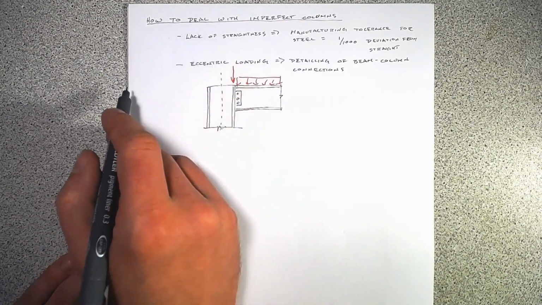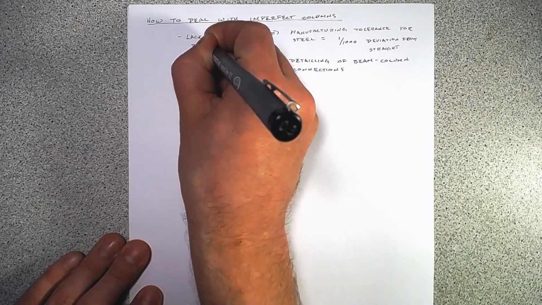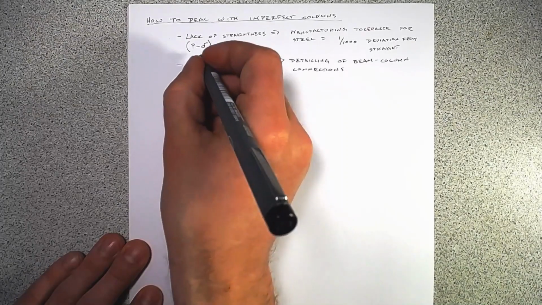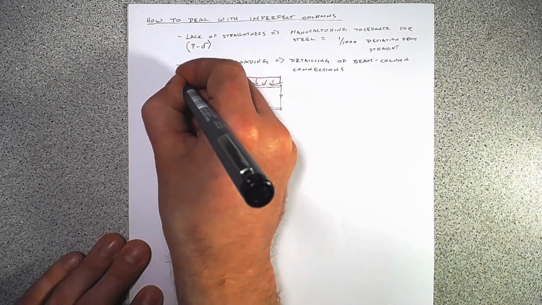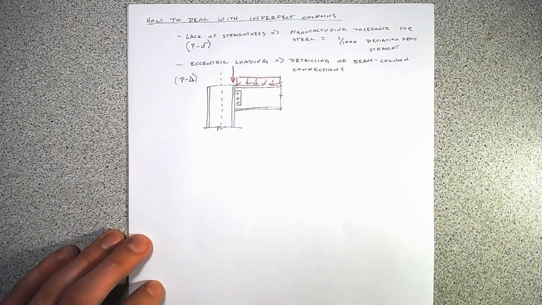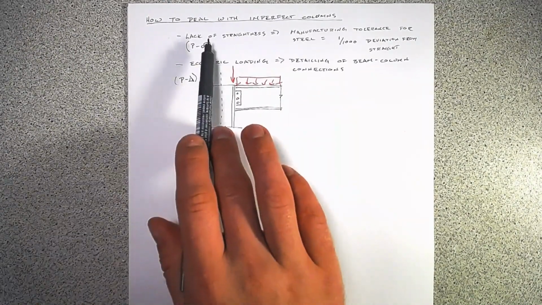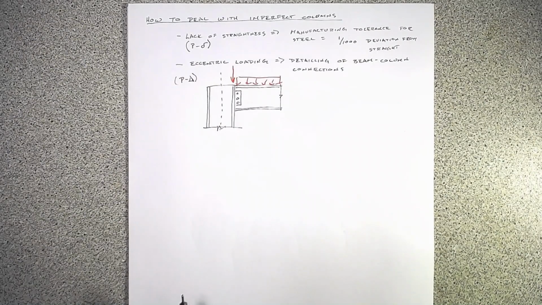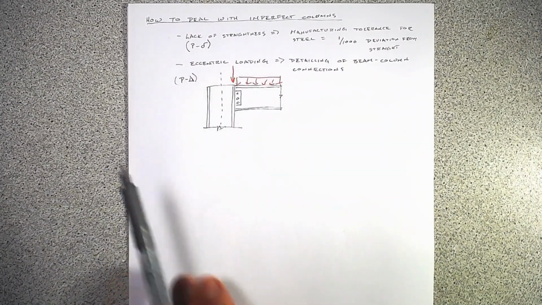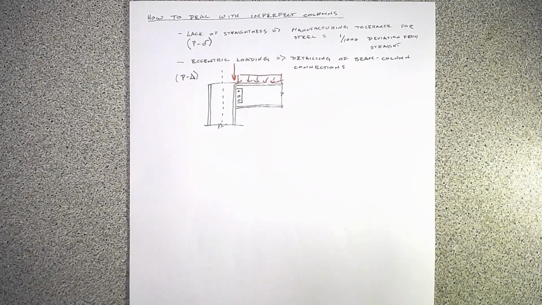So this lack of initial straightness, we tend to call this P little delta, and this eccentric loading is P big delta. So when we do steel design, these will come into a number of things. What we'll look at now is how we deal with P little delta, and P big delta we'll actually cover in a different video where we're looking at second order effects. But so, how do we deal with this?